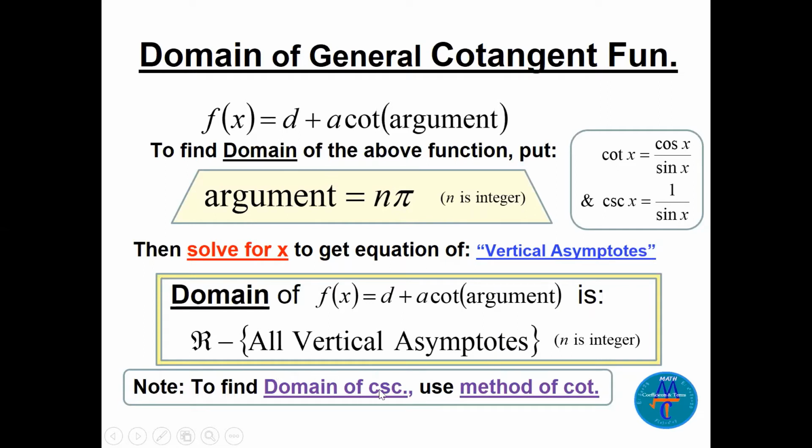To find the domain of cosecant, see the cosecant, 1 over sine of x, the same method as finding the domain of cotangent of x, which is cosine of x divided by sine of x. See, the denominator here is the same.